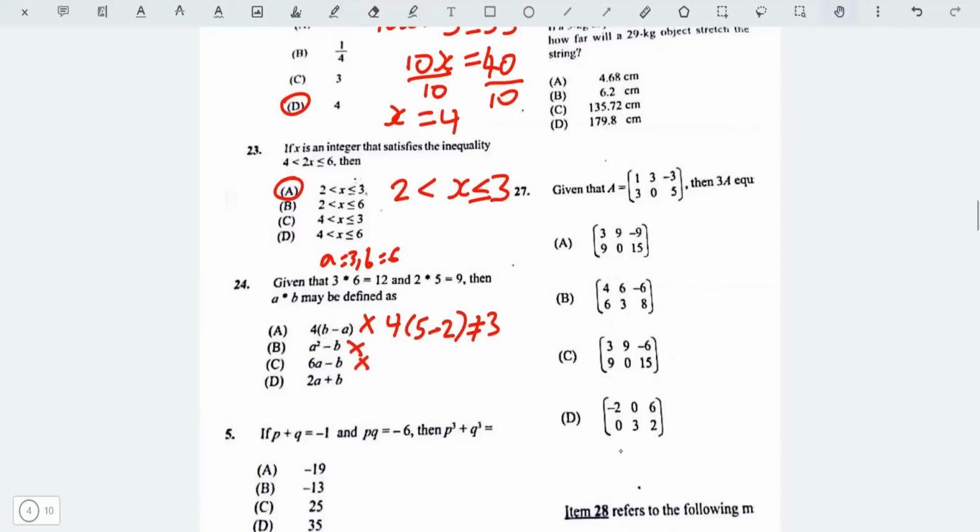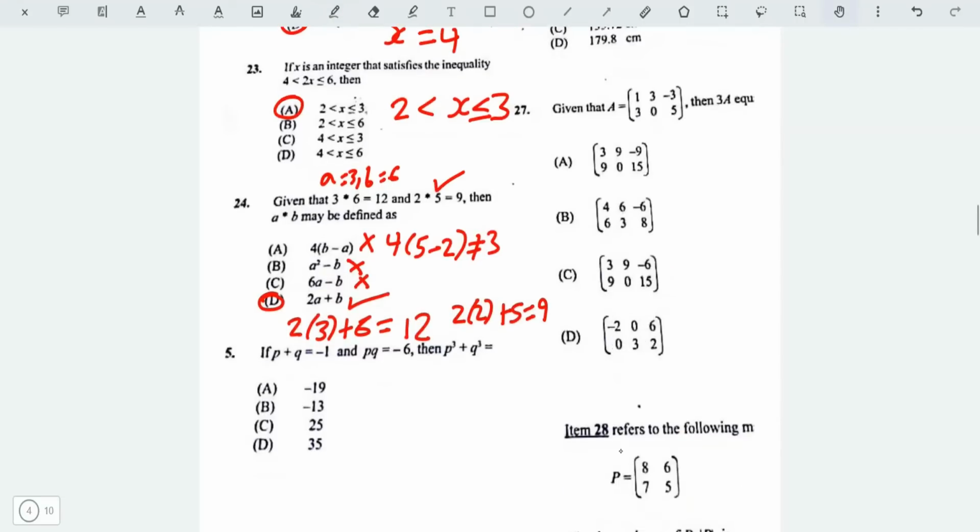Let's check 2A plus B. 2 times 2 is 4. 4 plus 5 is 9. So this one works. And 2 times 3 is 6. 6 plus 6 is 12. Option B is the answer because look at it: 2 times 3 plus 6 gives me 12. So this one is good. And also 2 times 2 plus 5 gives you 9. So that's good. It's option B.